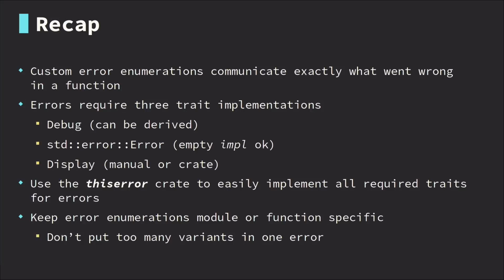You'll want to use the thiserror crate to easily implement all the required traits for errors. That way errors are simple to make. And you'll also want to keep error enumerations module or function specific. Don't put too many variants in one error, that way you can avoid problems later.